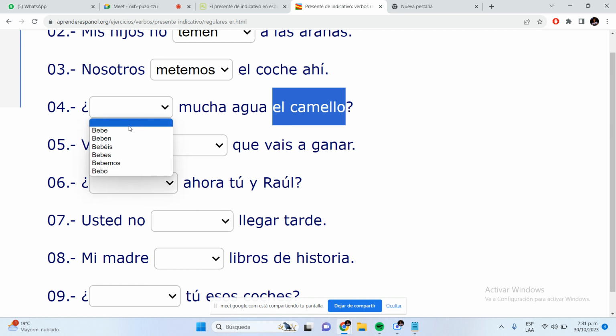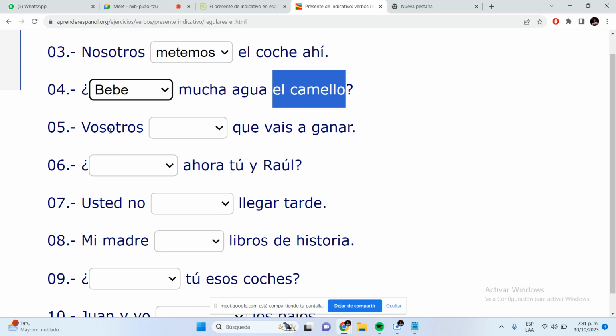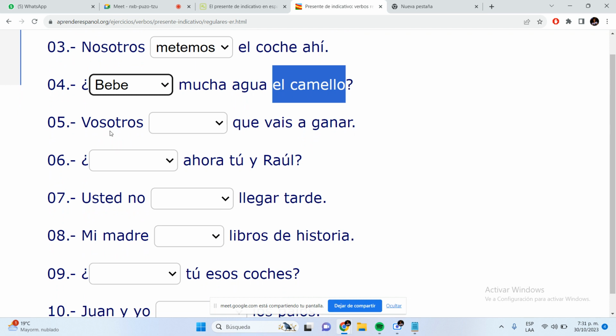No, it'd be S. Bebes is for tú. But here I'm talking about el camello, so it can be él. Okay. So for él, it would be bebe. Bebe mucho agua el camello. Mhm. Here is vosotros, so yeah.